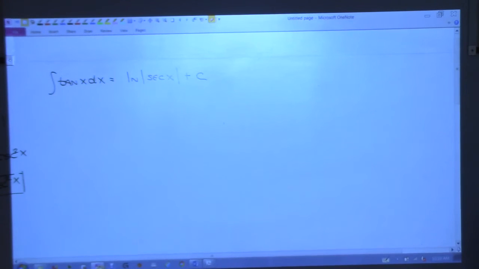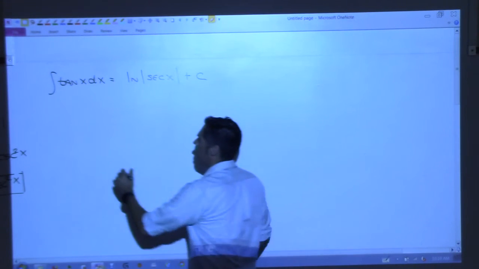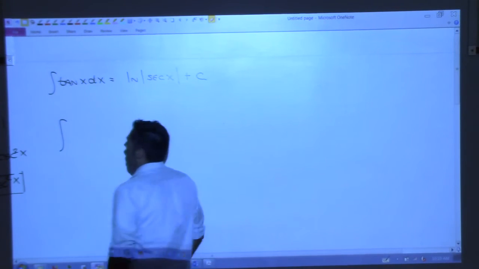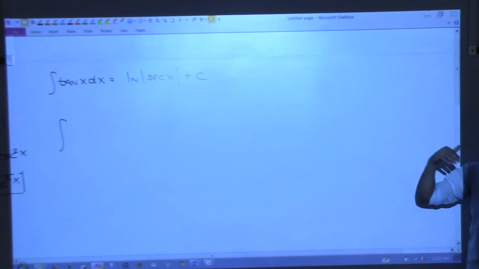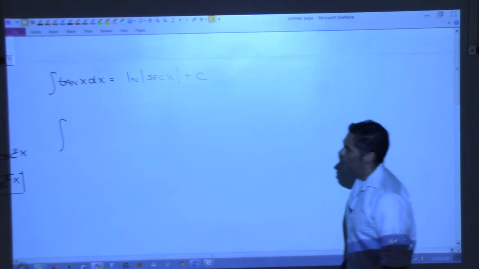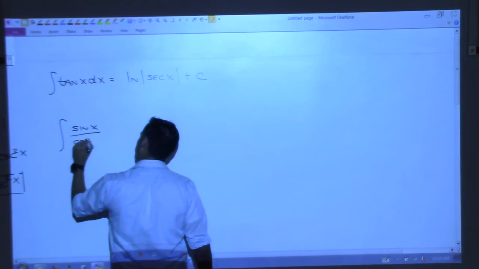Well, let's see why. Let's see where this comes from. This one's actually not that bad, all right? Because all we do is we take the original problem. Now, it's not tangent to a power, is it? Like squared or anything like that. So we can't use any identities. We can't peel anything off because it's just tangent. So what we do is just rewrite it as sine x over cosine x.